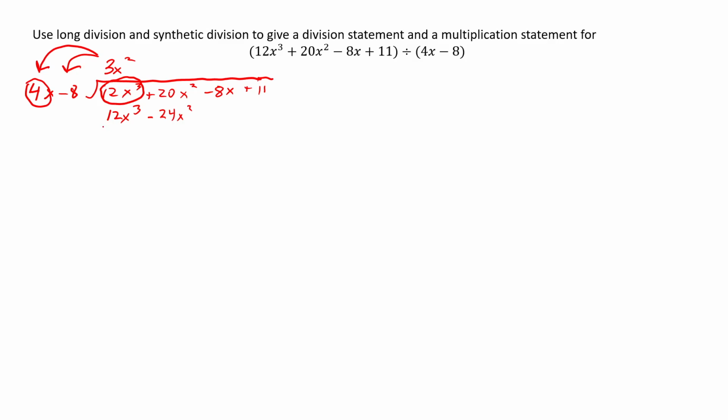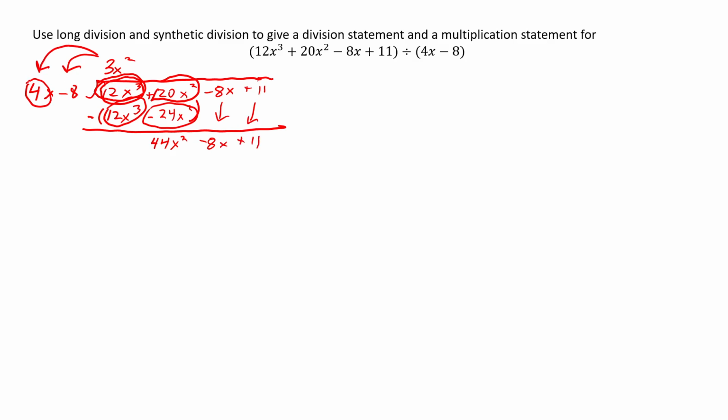Now we're going to subtract those two expressions, so we'll put a bracket around the lower expression. Now we'll say 12x cubed minus, out in front of the bracket, 12x cubed is 0, so that goes away. Now we're going to say 20x squared minus, in front of the bracket, negative 24x squared is going to be positive 44x squared. And we're going to drop down the negative 8x and the positive 11.